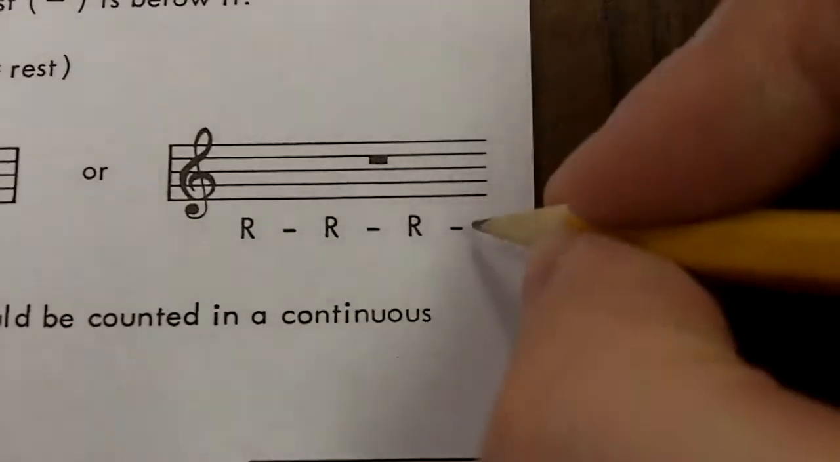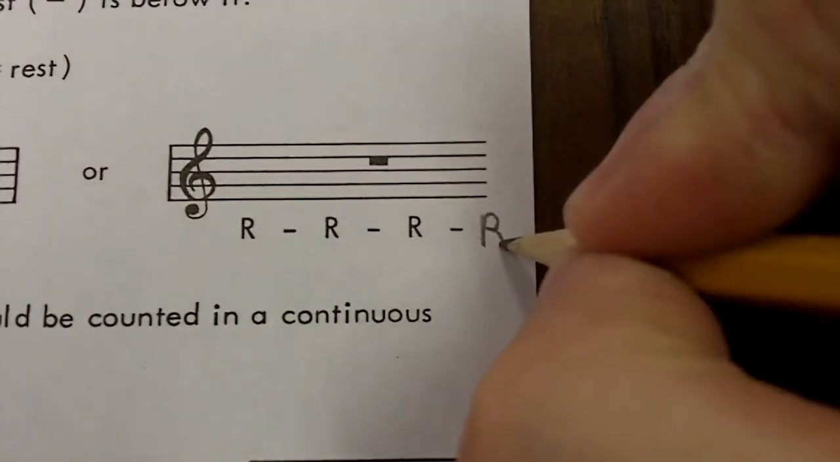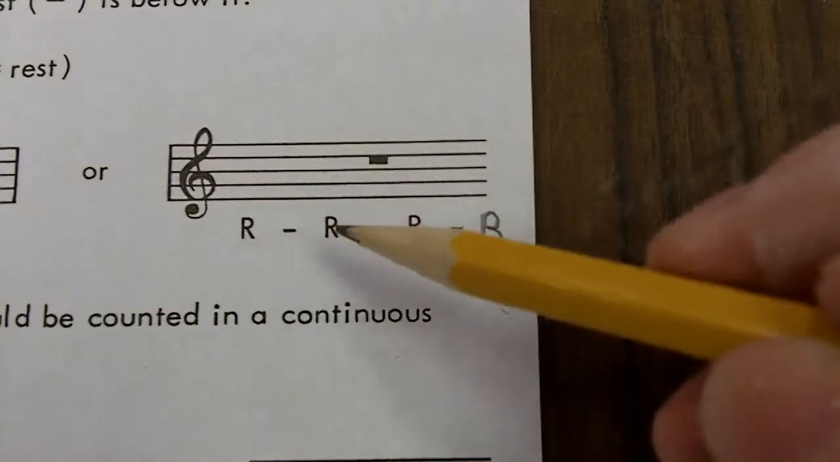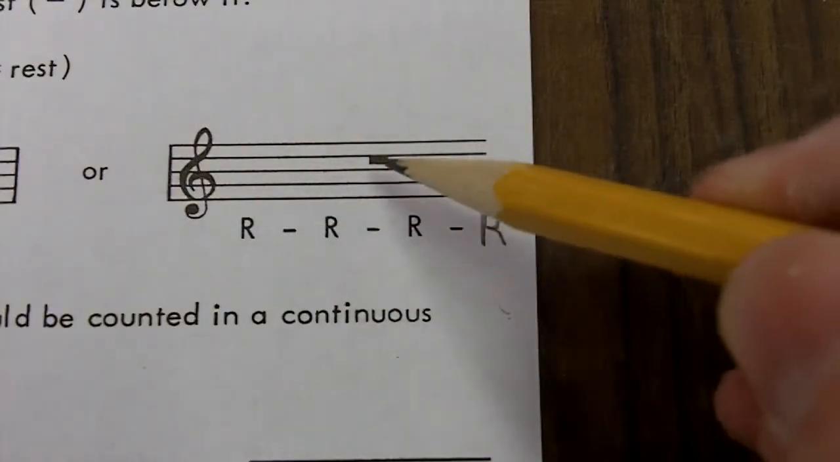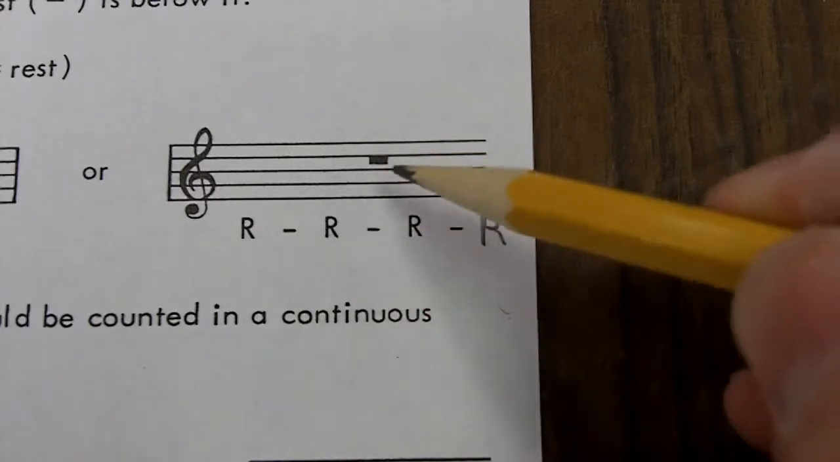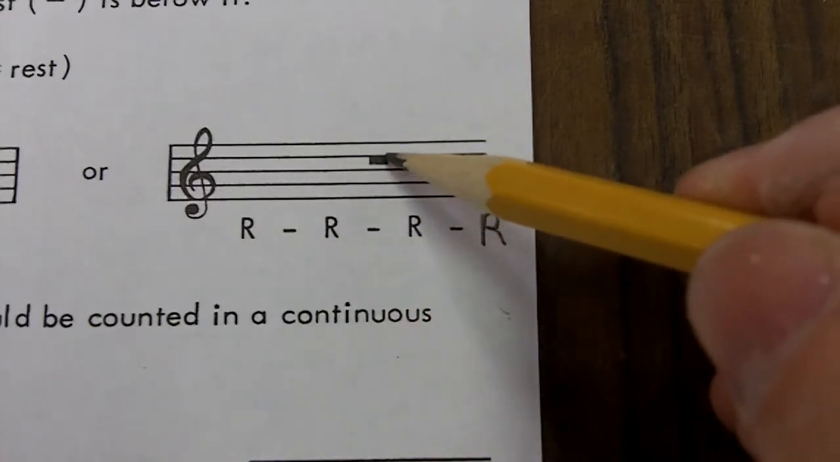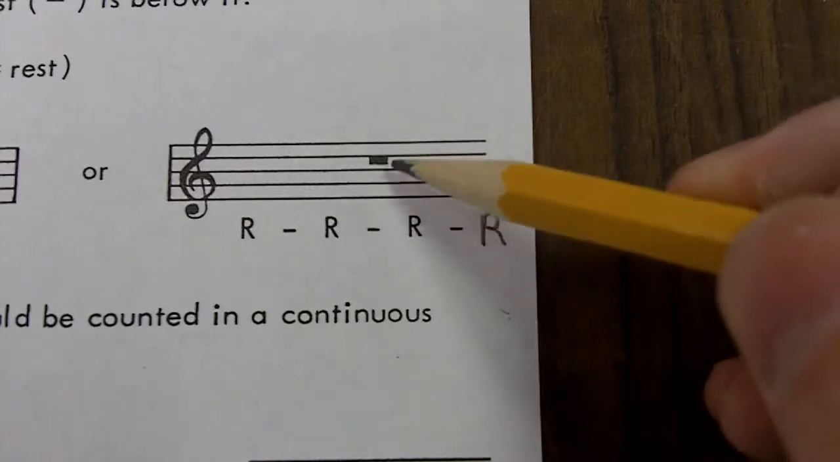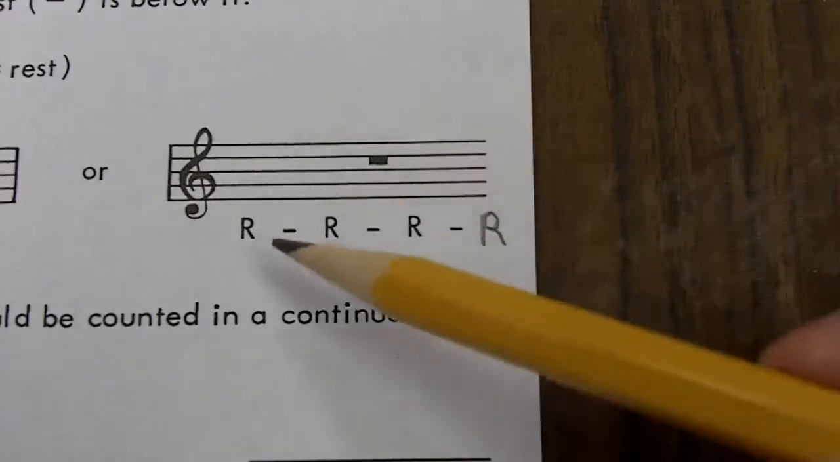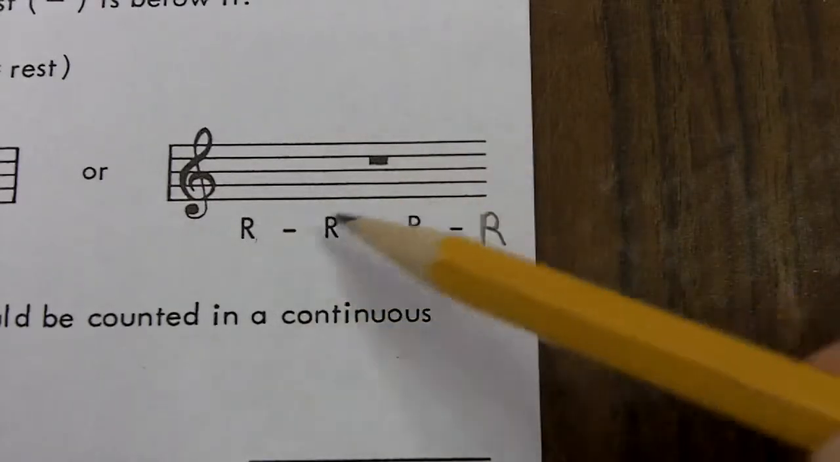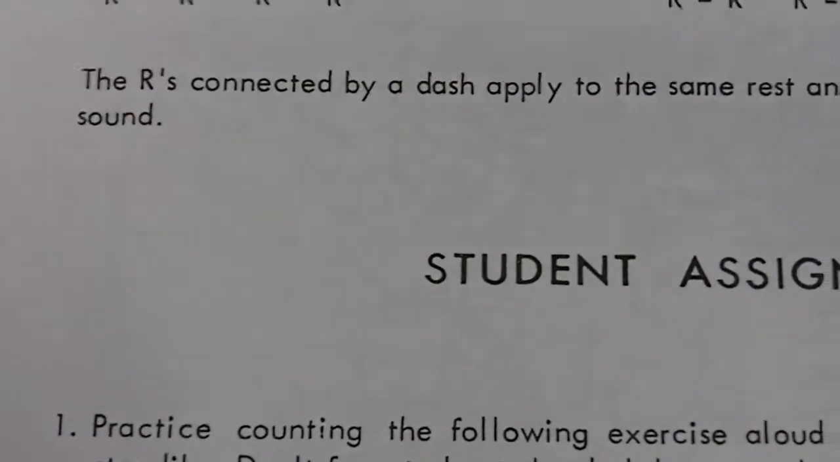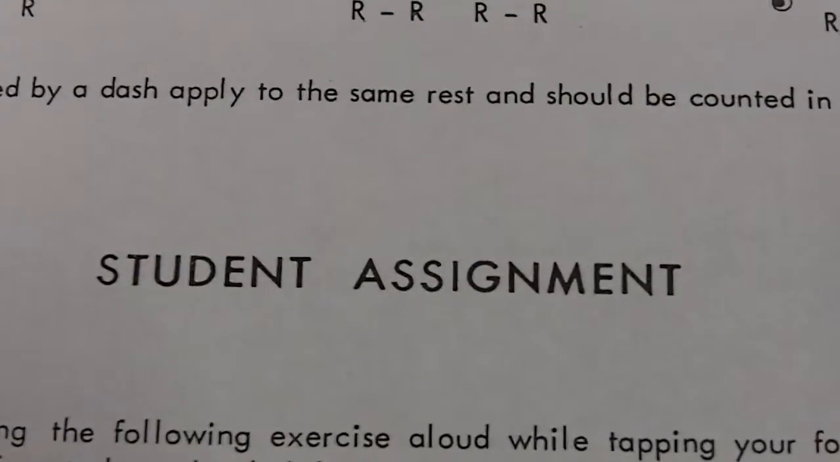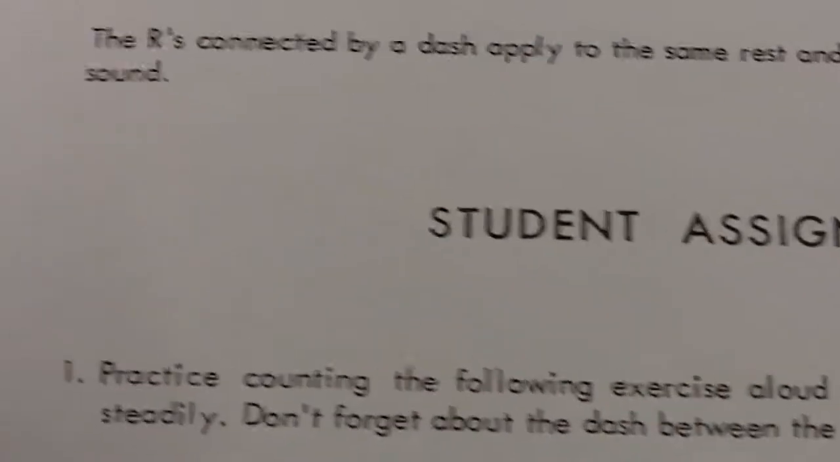Same thing over here. And then this got cut off on the copier, but there would be an extra R there. There'd be 4 R's representing how many beats that whole rest took up. Notice where they're putting their whole rest. They're putting it on that line. Again, below or above the line doesn't matter; I've seen it many different ways. So we've got 1, 2, 3, 4, and they're all connected with a dash. The R's connected by a dash apply to the same rest and should be counted in a continuous sound.